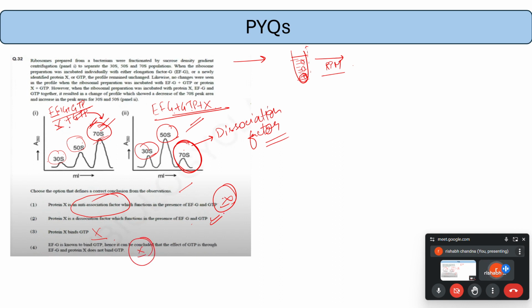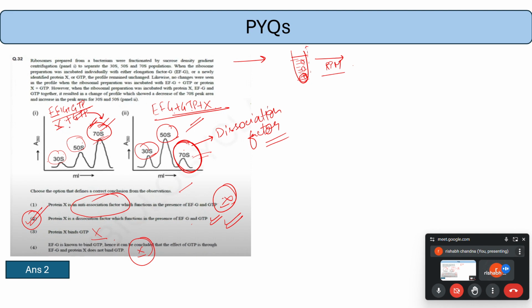So the correct option is option 2, that is, it acts as a dissociation factor in the presence of EFG and GTP. So option 2 is correct. The correct answer is option 2.